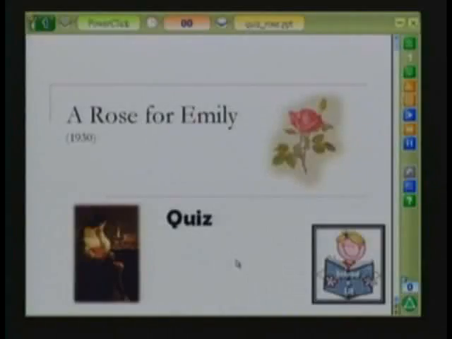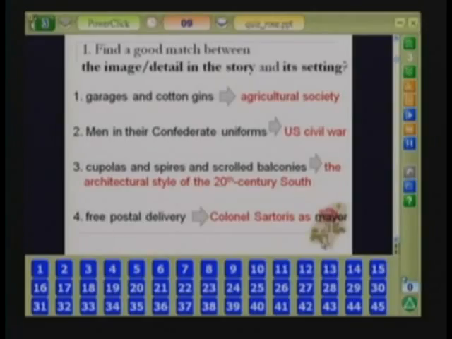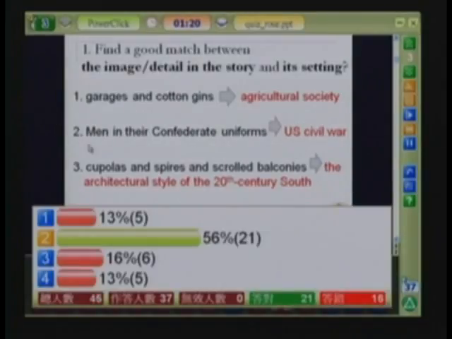Since last time, I'm organizing the questions in terms of the major aspects of the story. Okay, so the first is about setting. Find a good match. Let's see. Yes, well, actually, this is not very difficult. Confederate uniform, and you can guess that it's to do with soldiers.